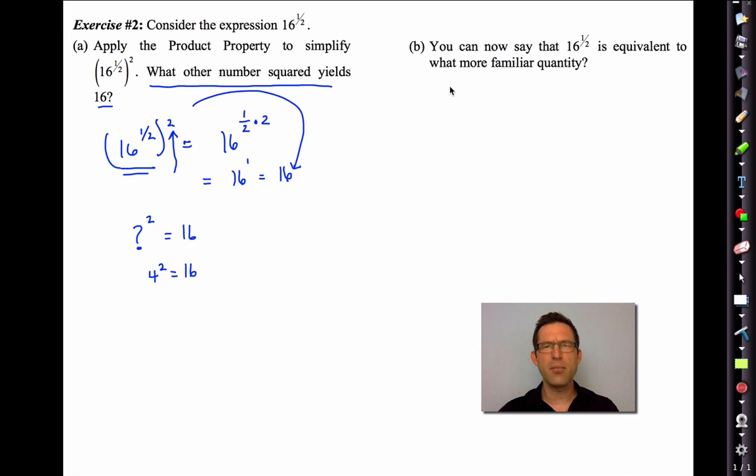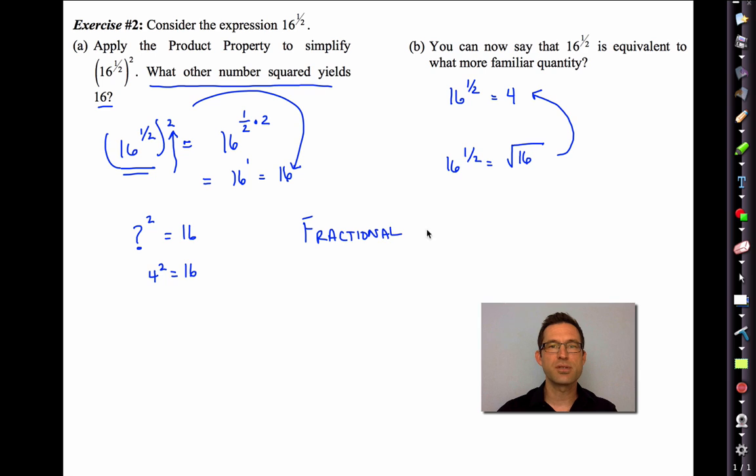So that means that 16 to the 1/2 must be 4. Oh, but that means that 16 to the 1/2 must be the square root of 16. There it is, right? And there we have it. Fractional exponents are roots.